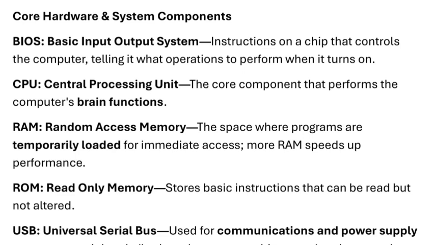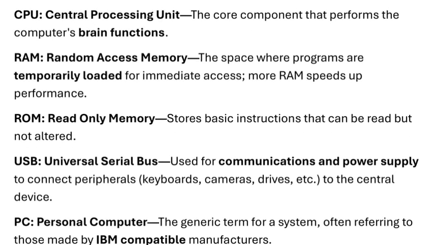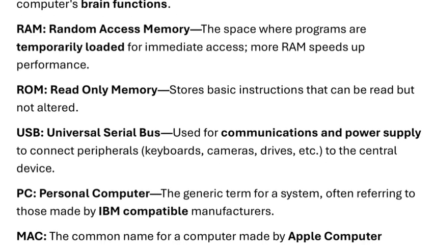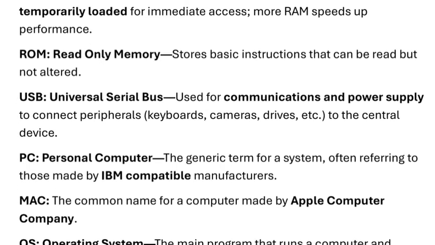Core hardware and system components. BIOS, Basic Input-Output System, instructions on a chip that controls the computer, telling it what operations to perform when it turns on. CPU, Central Processing Unit, the core component that performs the computer's brain functions. RAM, Random Access Memory, the space where programs are temporarily loaded for immediate access. More RAM speeds up performance.